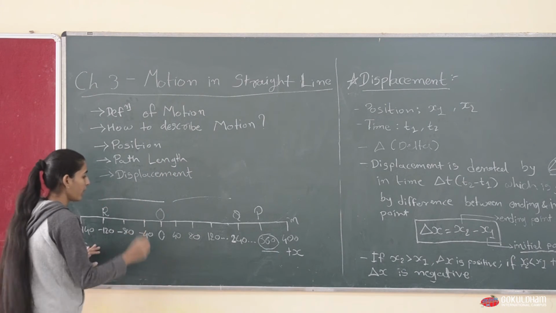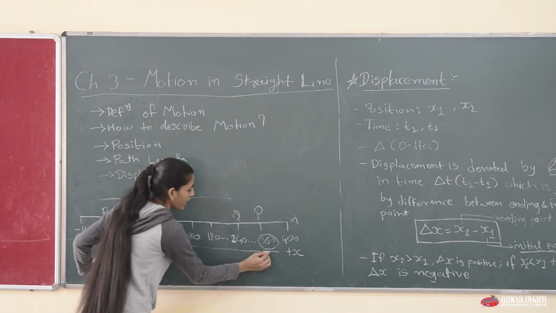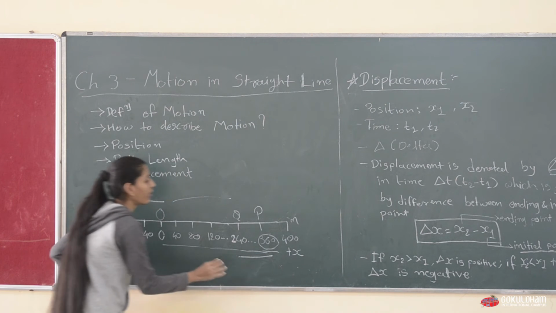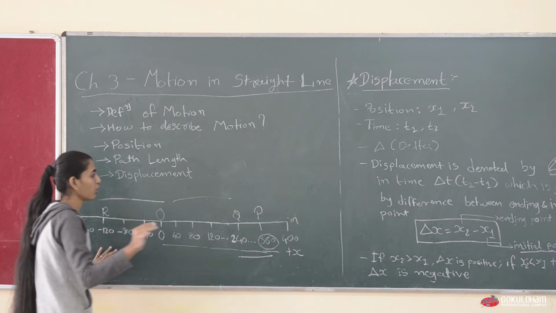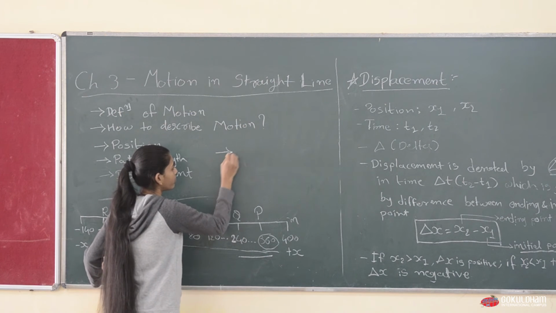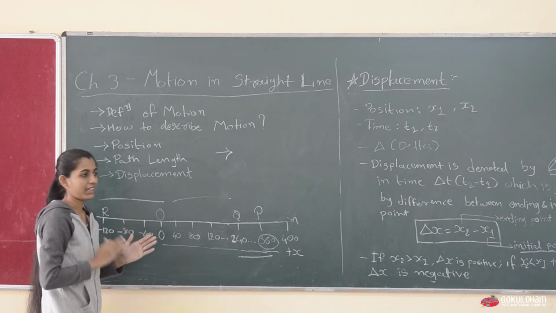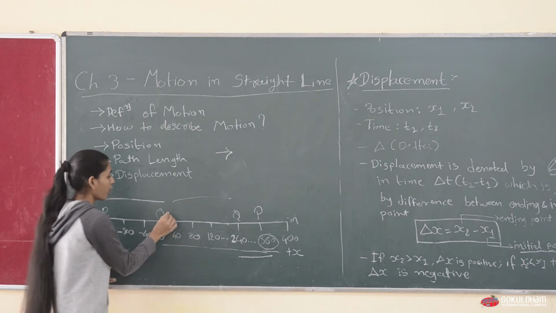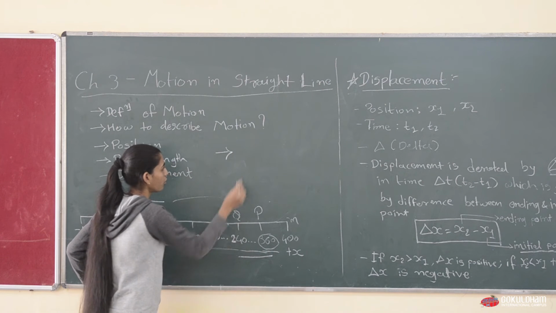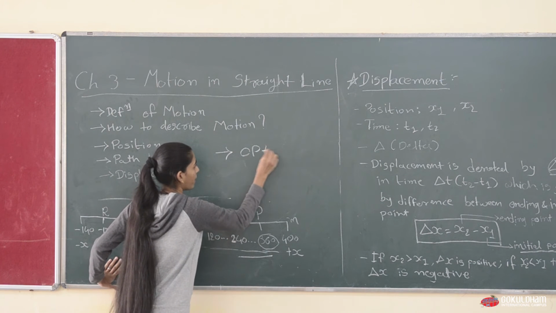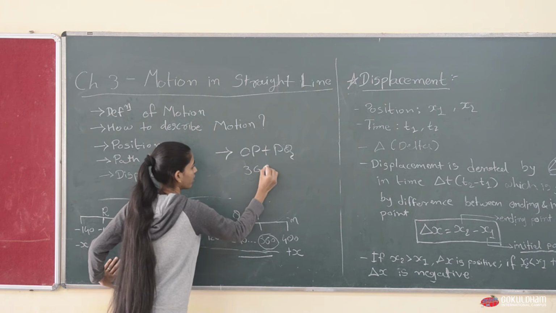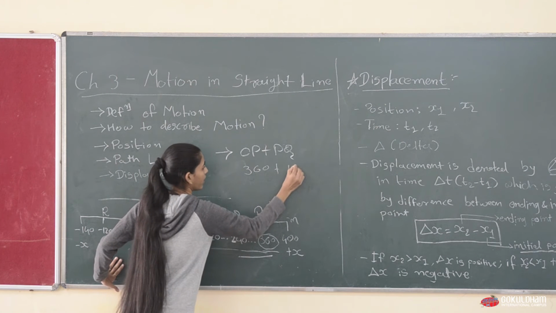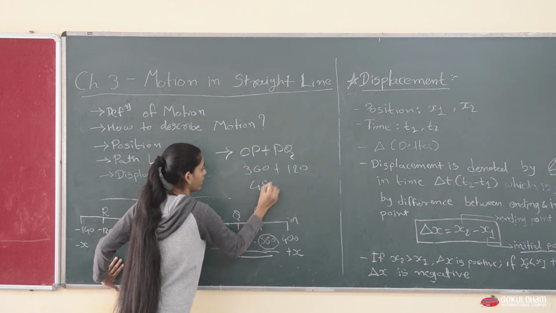But when our car moves from O to P and then back to Q, the value of magnitude and the displacement will be different. I will show you how. In magnitude, we will calculate the total distance covered, meaning from O to P and then back to Q, meaning O to P plus P to Q will be 360 plus 120. So it will be 480.